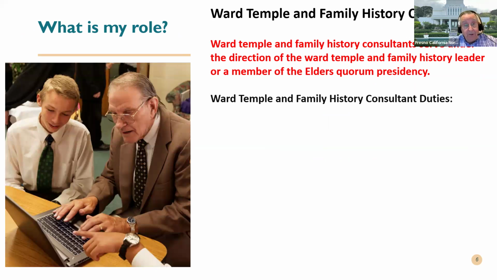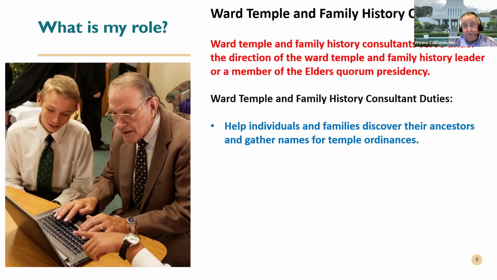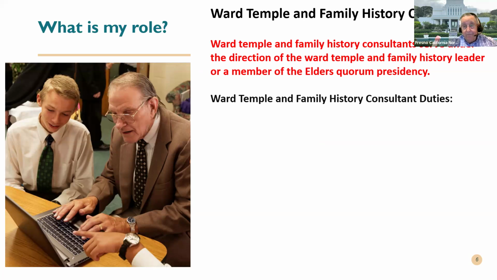So from the handbook, what is my role? It says under Temple and Family History Consultants, Ward Temple and Family History Consultants serve under the direction of the Ward Temple and Family History leader. Or if there is no leader, a member of the Elders Quorum Presidency, usually one of the counselors, or if no counselors have been designated, by default, it becomes the Elders Quorum President. So one of these brethren is the head person in the priesthood line for temple and family history work in the ward.